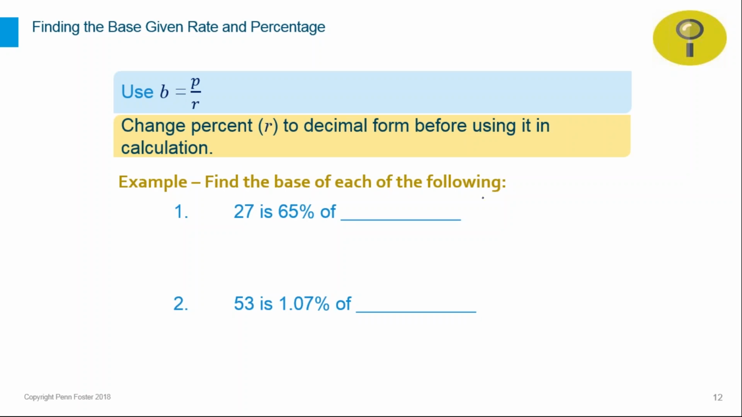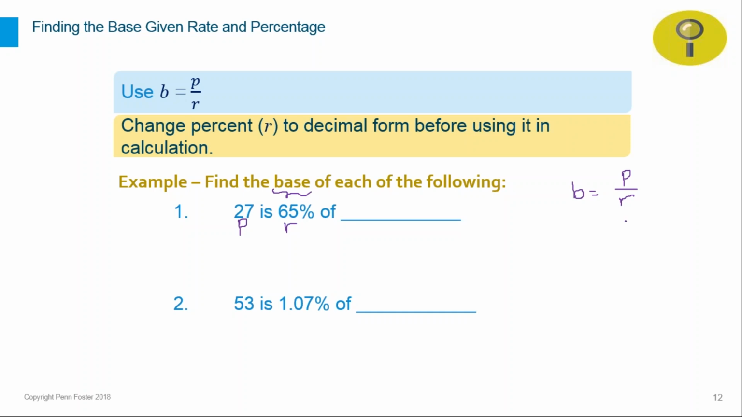So find the base of each of the following. 27 is 65% of what? It seems that this is the rate, and this is how much the rate is in terms of units, how many dollars or how many persons or how many batteries. For that reason, I'm going to decide that this is the P and this is the R. And it says what is the base. So that tells me that yes, I'm going to use this formula: B equals P over R. I have everything there except the R. I just need to tweak it a little bit for the decimal form of that percent.